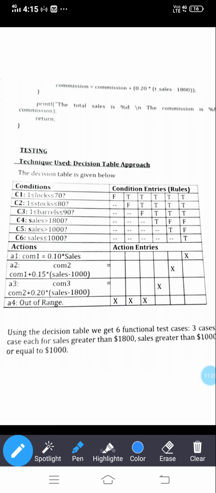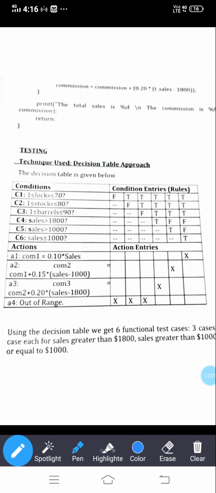Okay. Then you have to write the action. Actions depend upon the condition. If that condition is true, what action the program is going to execute, that you have to write. So if the sale is less than or equal to 1000, then action A1 is going to be executed. That is 10% of the calculated sales commission is going to be given. That is 10%.